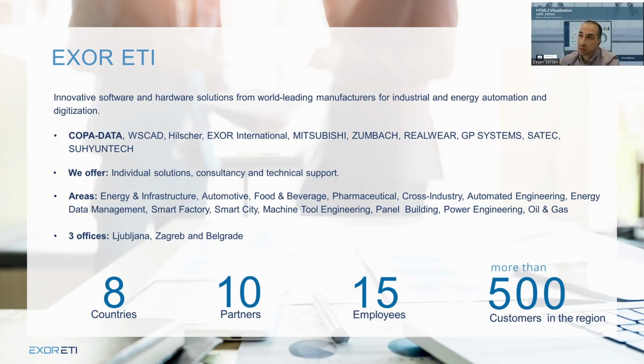Okay, let's start with Exoreti. We are present in 8 countries in the Balkan region. We have offices in Ljubljana, Zagreb, and Belgrade. We have 10 partners who offer innovative software and hardware solutions for industrial automation and the energy industry. We offer individual solutions, consultancy, and technical support. We have 15 employees, and over 500 customers in the region.